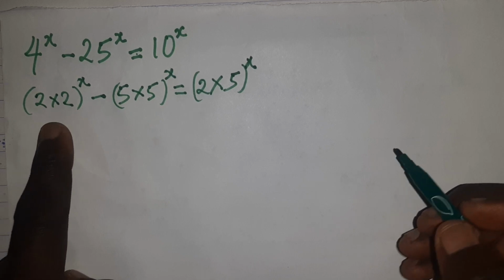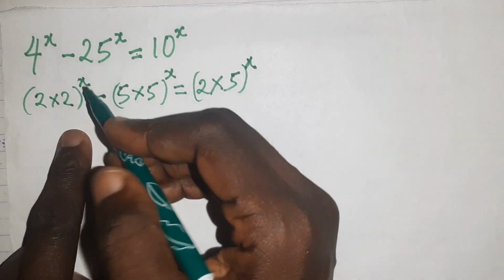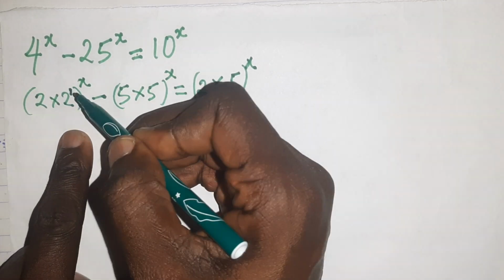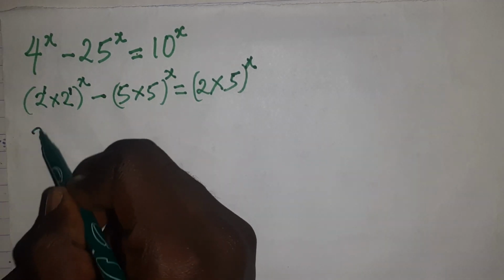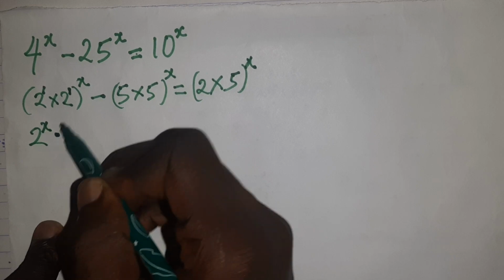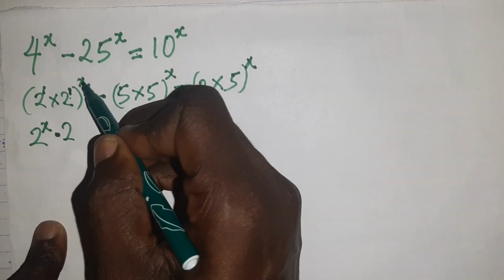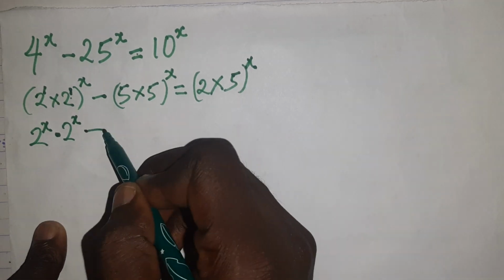And how do you open this bracket? I will use the power outside the bracket to multiply the powers in the bracket. Of course, this 2 has a power 1 and this other one has a power 1. So write out your 2 first and you do x times 1, x, times, write out your second 2 and do x times 1, x. Then minus, do the same thing here.